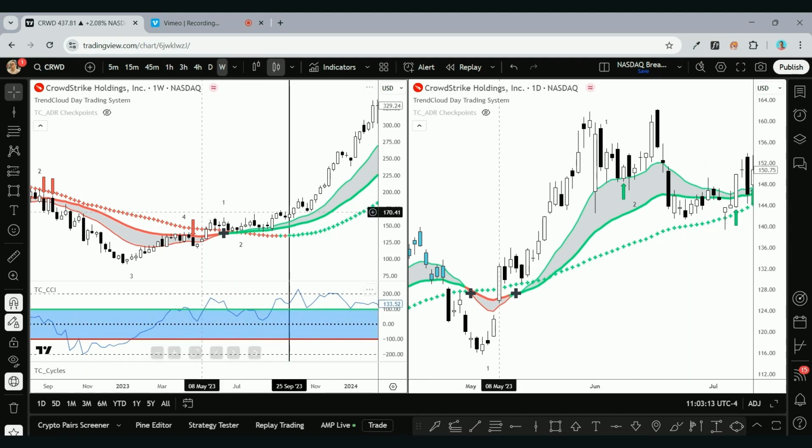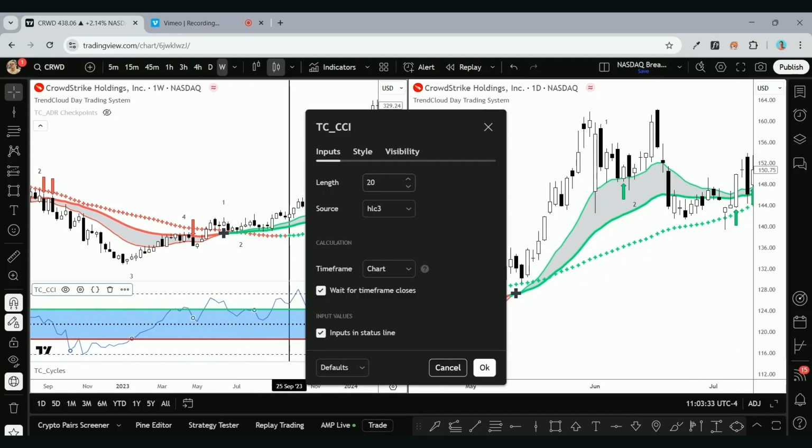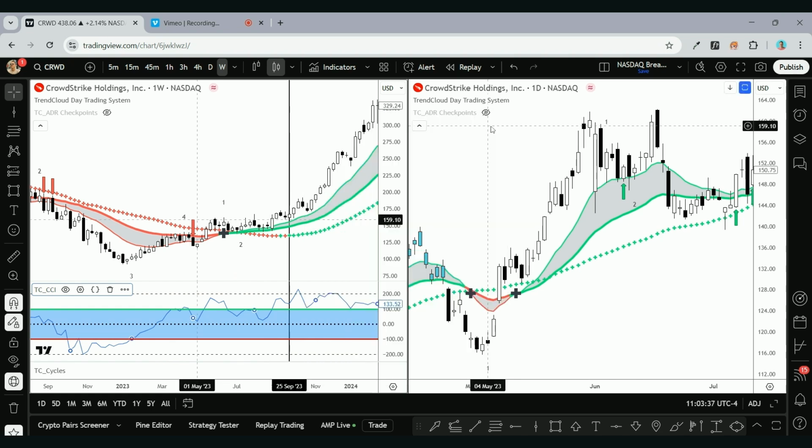I don't know if you have the entire TrendCloud system or if you just have the indicator, but it does come with CCI. It comes with a momentum filter, but the CCI is free on TradingView, okay? And if you put CCI on your chart, just use a length of 20, all right? And that will give you some really good results.